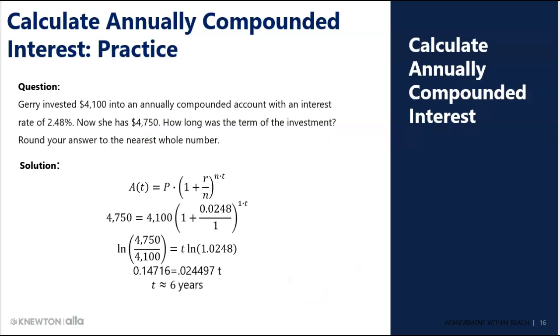Okay. Jerry invested $4,100 into an annually compounded account with an interest rate of 2.48%. Annually tells me N equals 1. So that tells me R equals 2.48 over 100. Be careful, people do 0.248 all the time. It's 0.0248, as you see here.